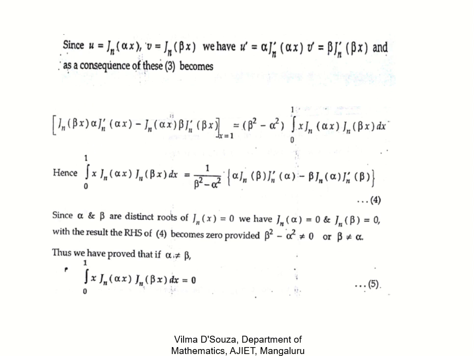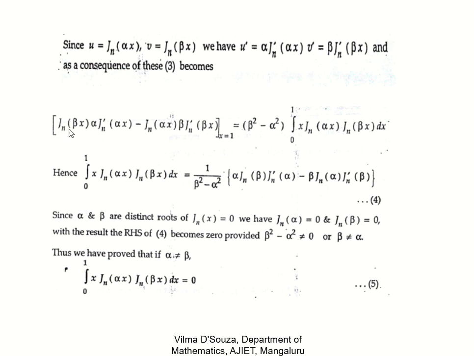Now, what is your u? u is Jn of alpha x and v is Jn of beta x, that is what we have taken. So what is u dash? u dash is alpha into Jn dash of alpha x, and v dash is beta into Jn dash of beta x. Substitute these in equation 3. Wherever you have u, Jn of alpha x; u dash is alpha into Jn dash of alpha x. Similarly v and v dash.